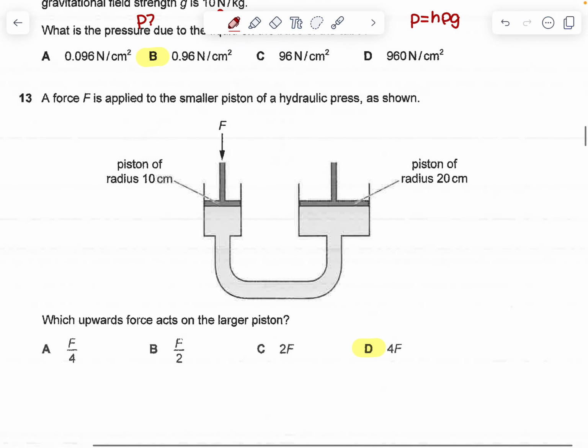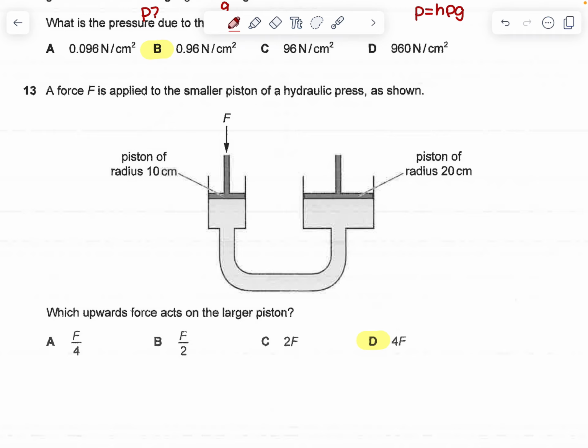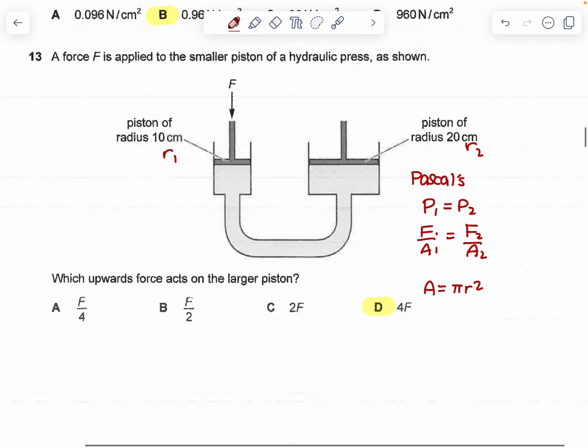Question 13. A force is applied to a smaller piston on a hydraulic press. So in this one, we use Pascal's principle, which states that P1 is equal to P2. The formula for P was F over A, meaning F1 over A1 equals F2 over A2. And you have the area, A equals πr². So in this question, they give you radius 1, radius 2. Next.